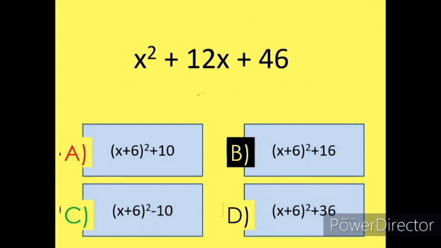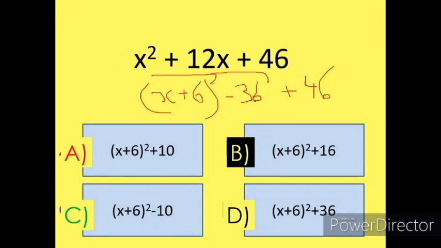Now, I know it's going to be x plus 6, because half of 12 is 6. Then I need to think about what the other bit is. Now, normally I'd need this to be a 36. So what I'm actually going to do is get rid of this 36 by putting a minus 36, and a plus 46.